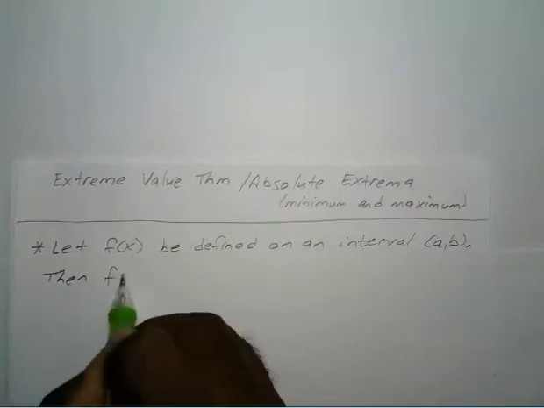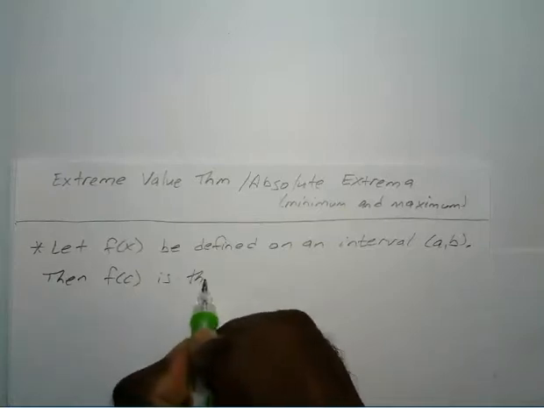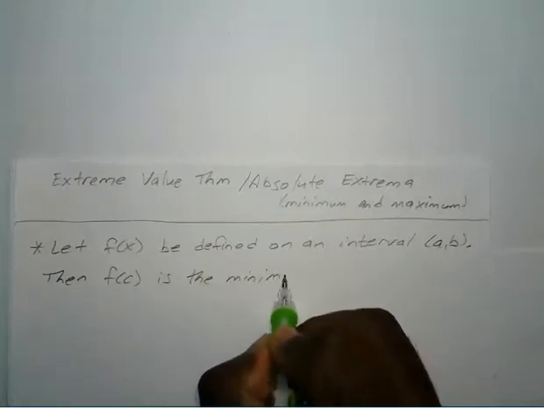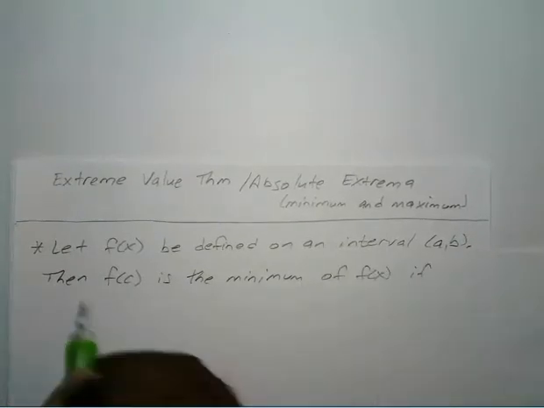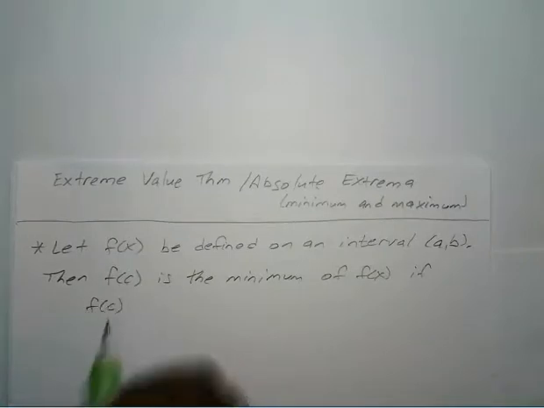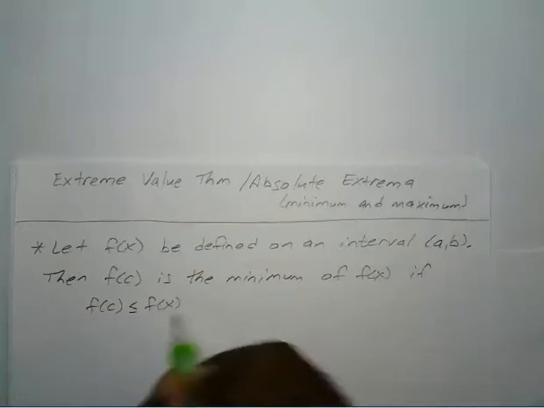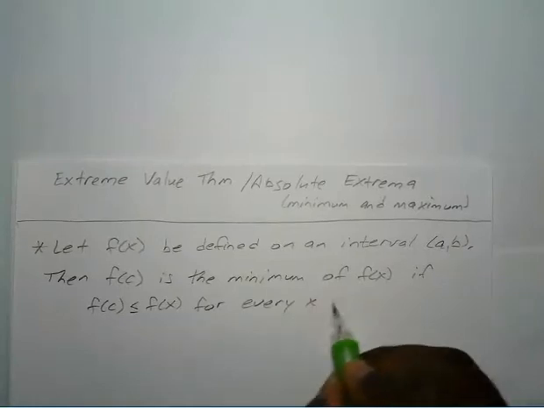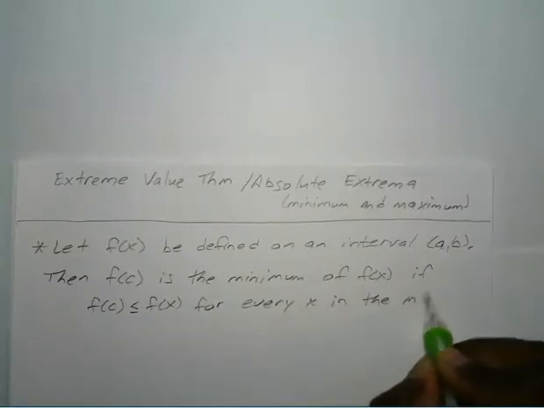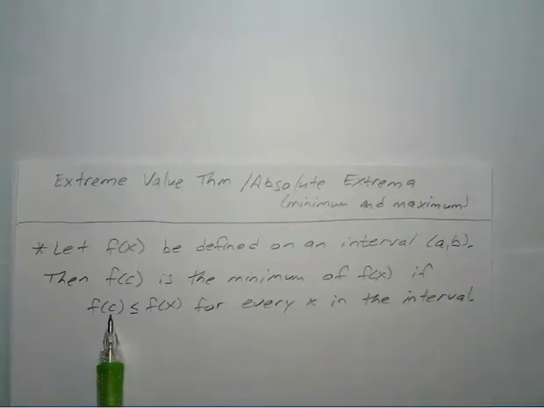Then we know that there's some value f of c that is the minimum of that function f of x if that value at c is less than or equal to f of x for every x in the interval. So for every x value in that interval, f of c has to be less than or equal to it.